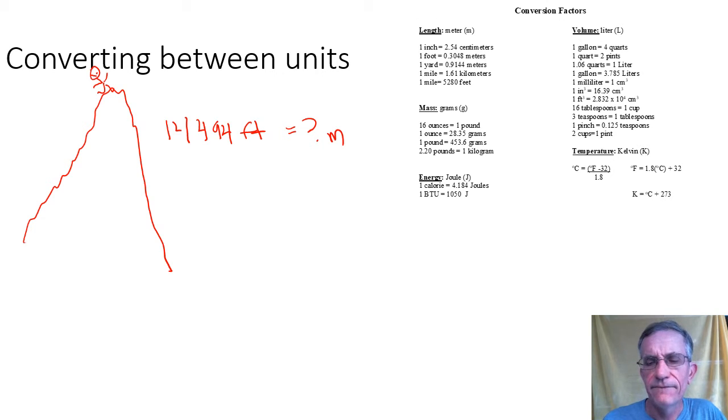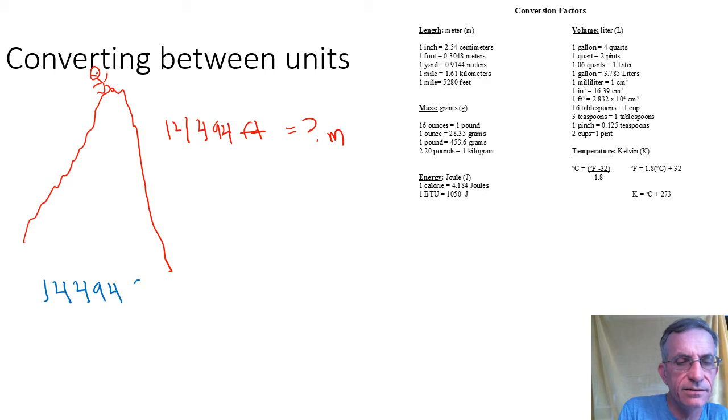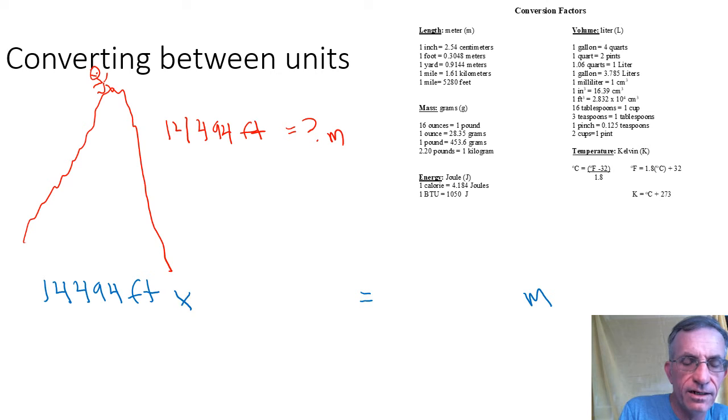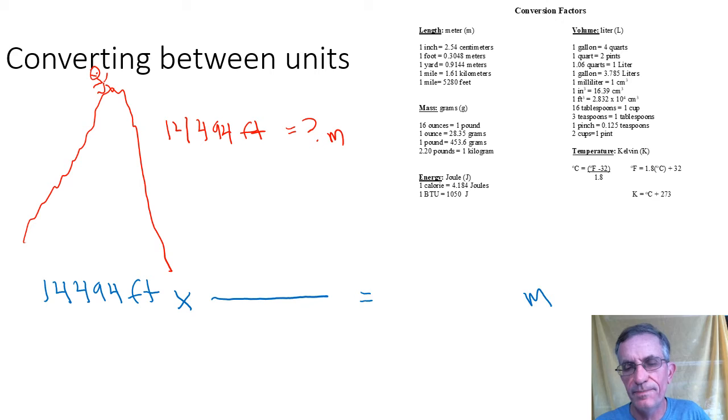All right, so we've got to get in these good habits. Step 1, write down your beginning number and unit: 14,494 feet. Step 2, write down the unit you're going to: meters. In between, we're going to do a little work and put a conversion factor. So I've got a little space to put that conversion factor right there. Step 1 is basically set it up. Step 2, find that conversion factor.